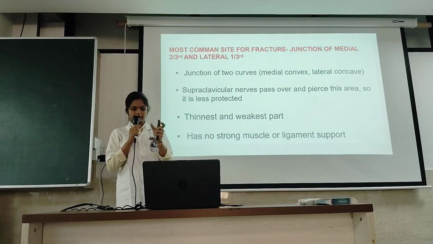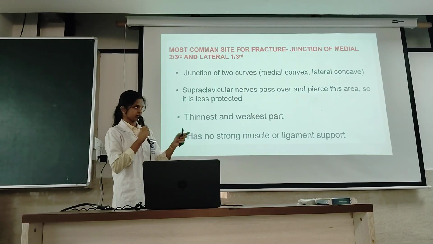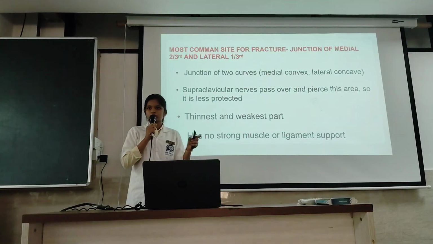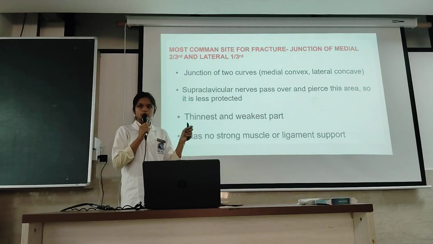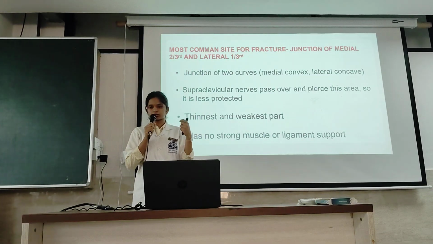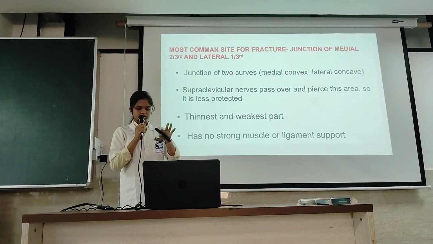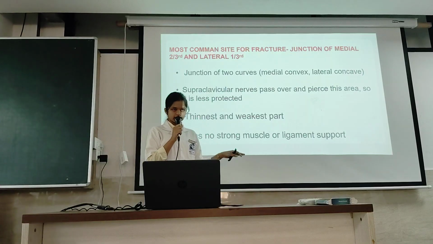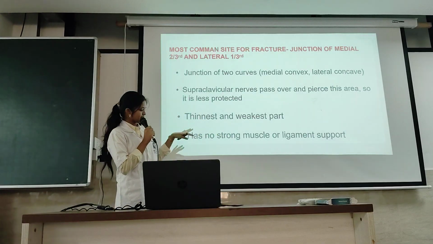That is the point at which the medial 2/3 and the lateral 1/3 meet each other. Along with this, supraclavicular nerves also pass through that point. Because of that, that area becomes less protected as compared to the entire bone.